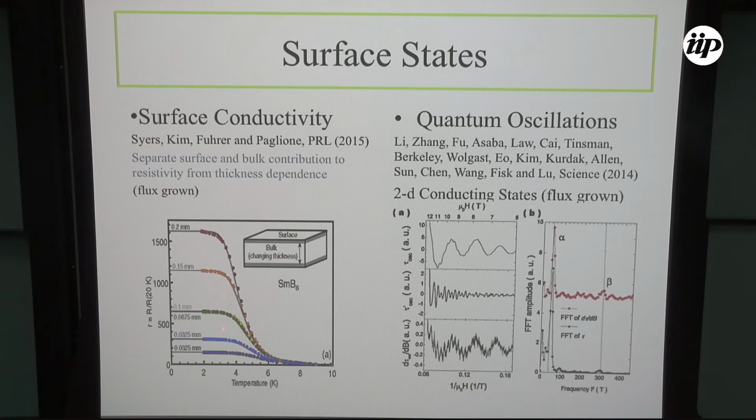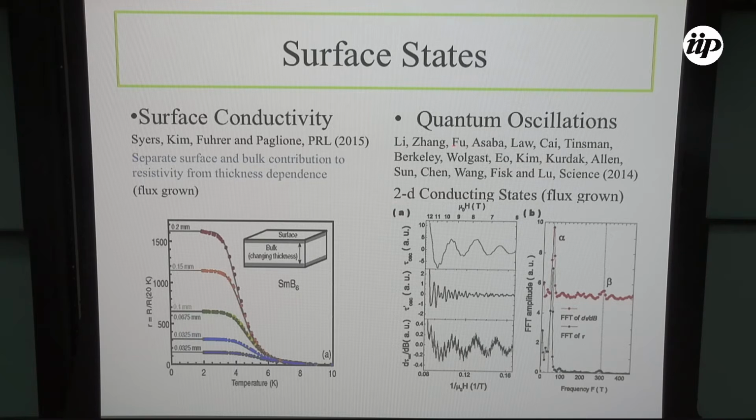There have been a number of experiments which have shown this, and I'm just showing one, which was due to the Paglioni group, where they essentially took this material and changed the thickness, and you can see that this plateau sort of remains invariant. However, the resistance, or the bulk resistance, decreases as you go through.